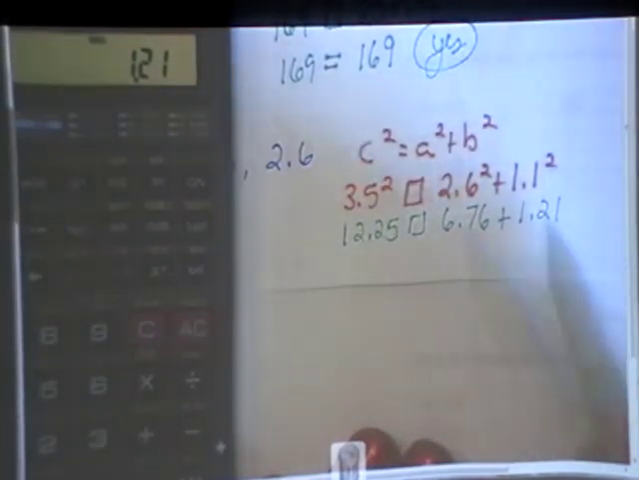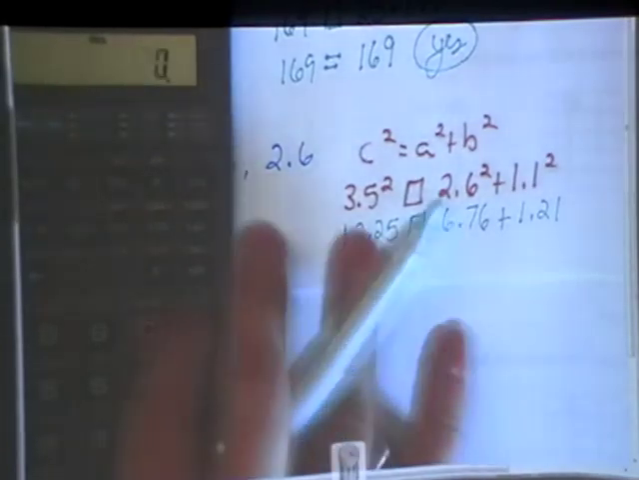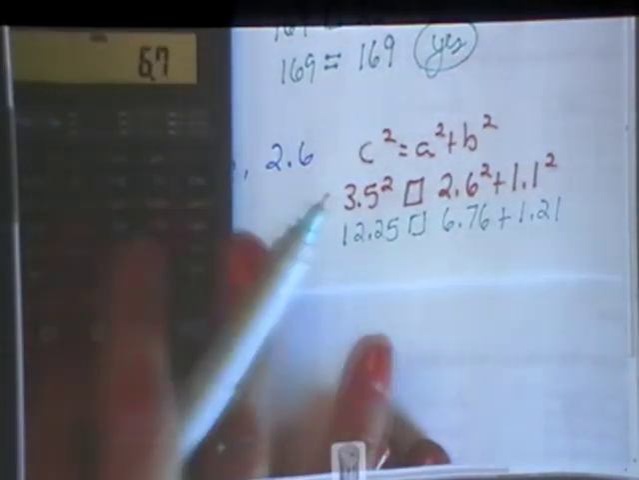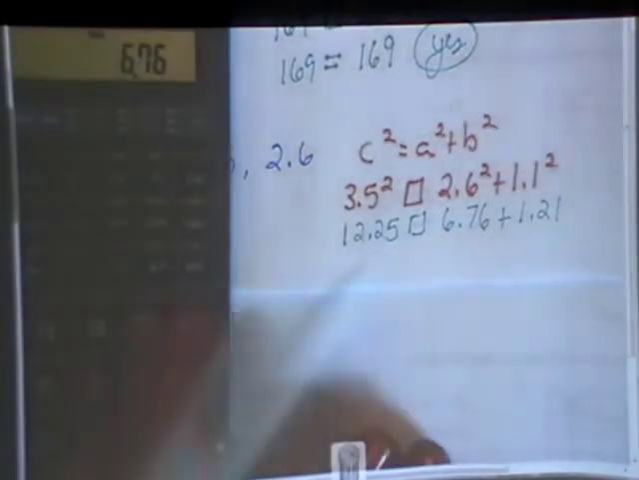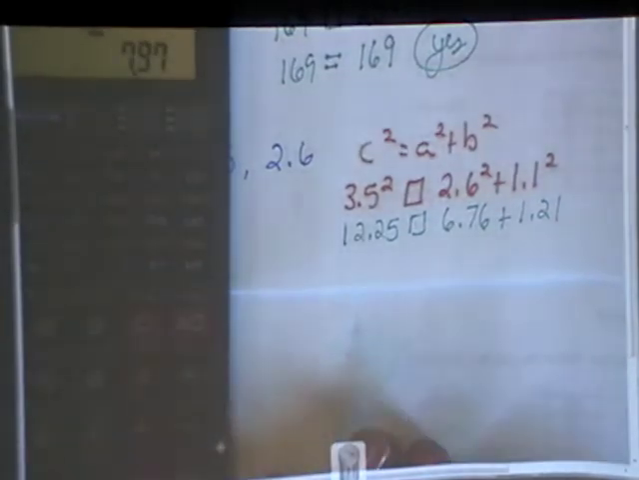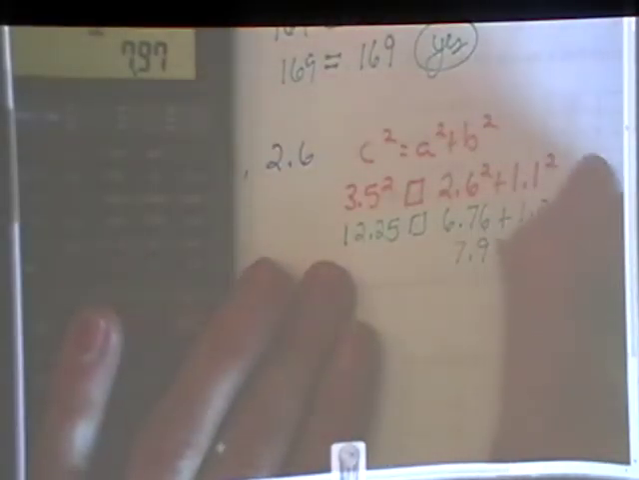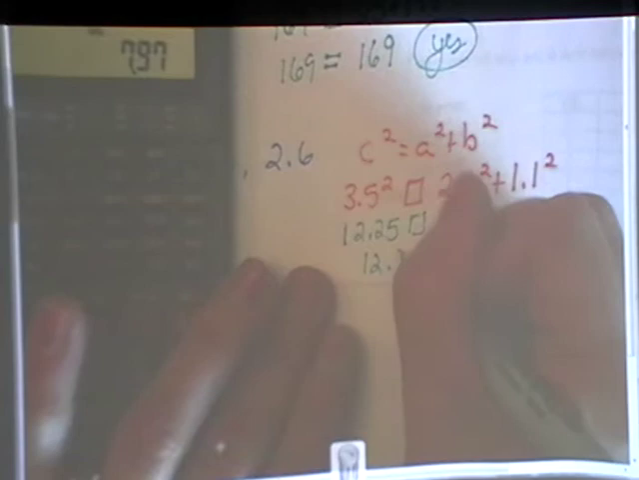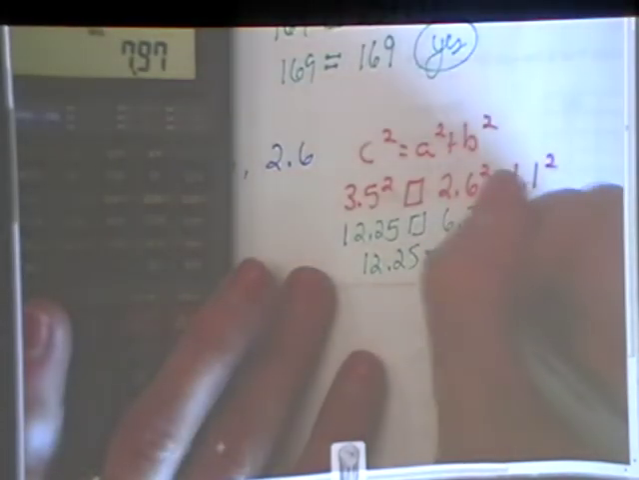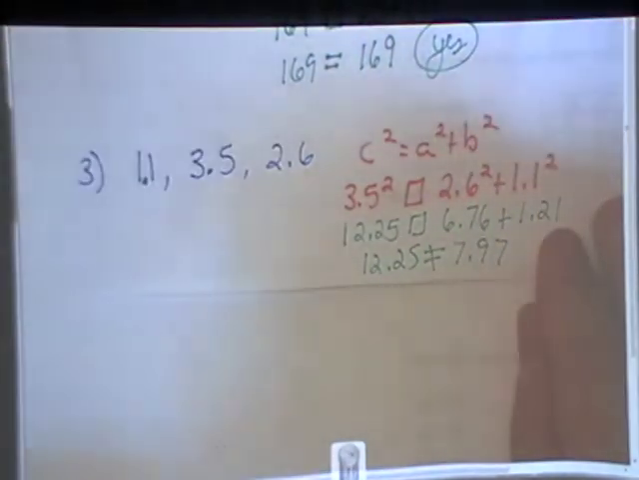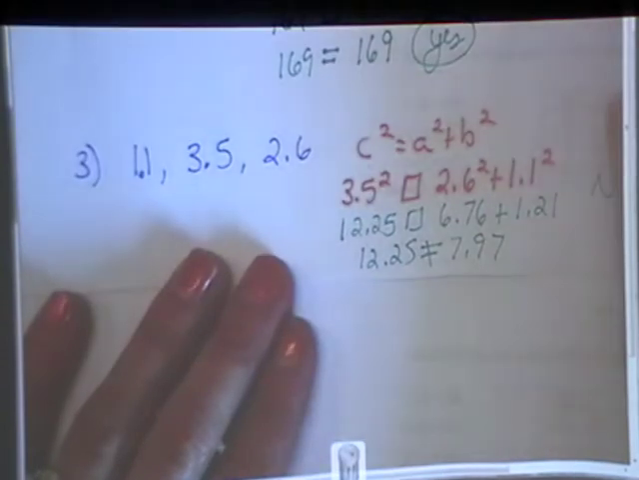Alright, let's add these together. So 6.76 plus 1.21 gives me 7.97. So 12.25 is not equal to 7.97, so then I would declare this one as a no.